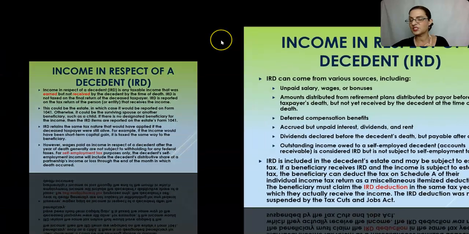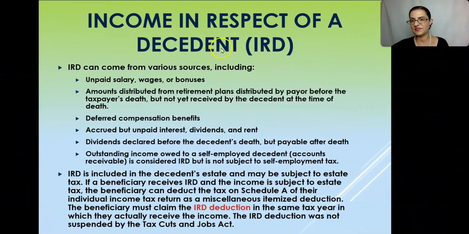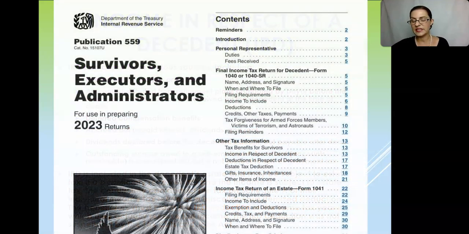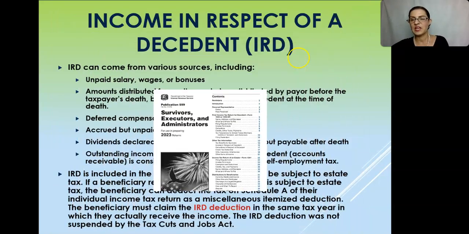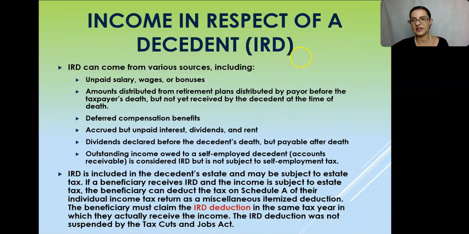Oh, and by the way, this is all explained in Publication 559. Publication 559 is Survivors, Executors, and Administrators. It's basically guidance on how to navigate this process, the estate process, and how the income has to be reported after somebody passes away. So I do recommend reading through that, as well as reading chapters in the book and listening to these webinars if you have zero experience in this area. It's a very good resource.